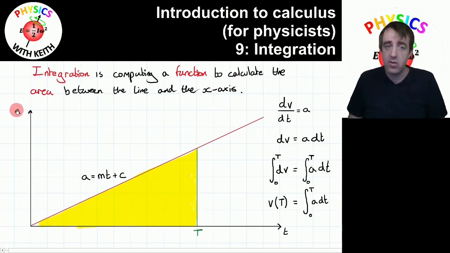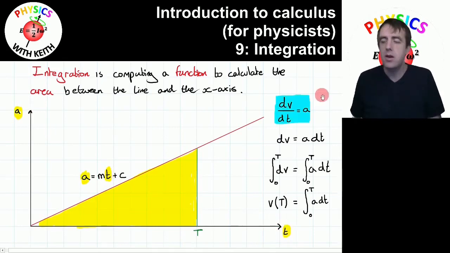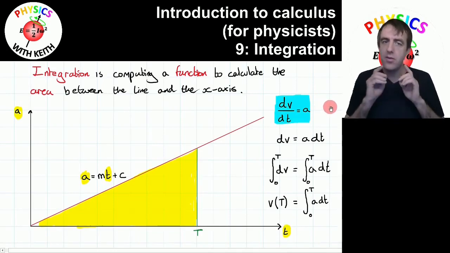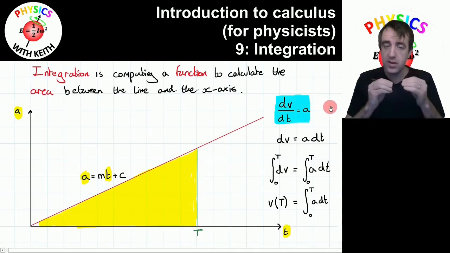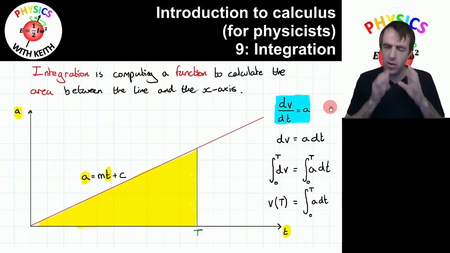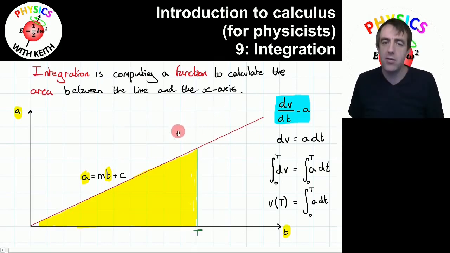Our acceleration here is expressed in the form y equals mx plus c, where on the y-axis we have our acceleration, and on our x-axis we have time. And remember, we defined acceleration as a rate of change of velocity. So if we want a function of the velocity as a function of time, then we have to integrate this equation.